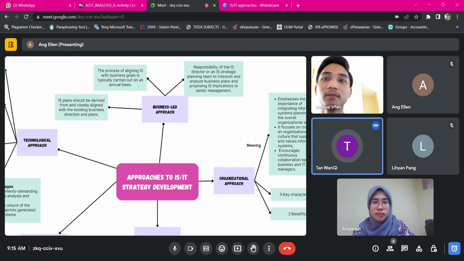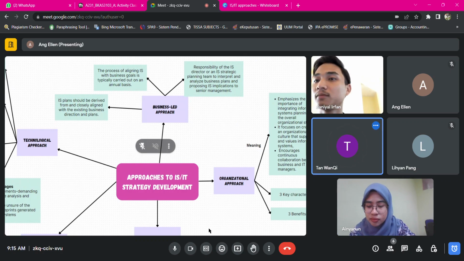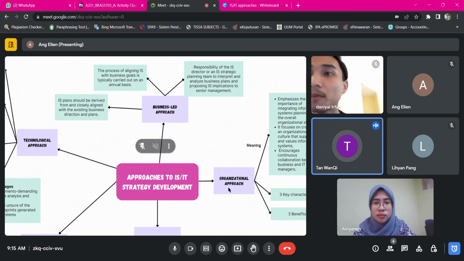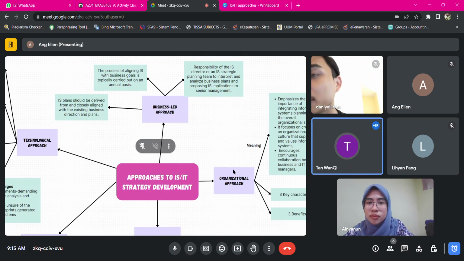So I will start with the business lead approach. The business lead approach is an approach assuming that the IS plan should be derived from and closely aligned with the existing business direction and plan, and that IS should be a supportive function that follows the lead of the business.